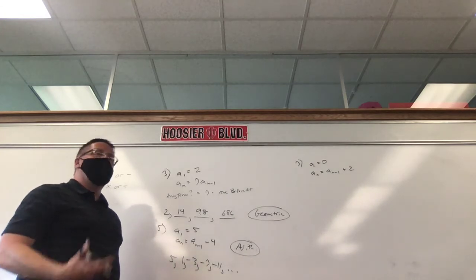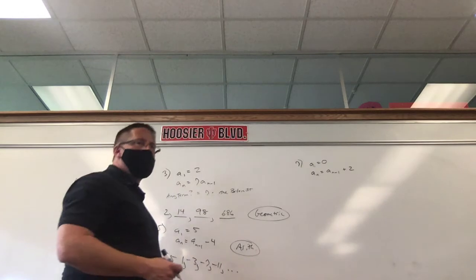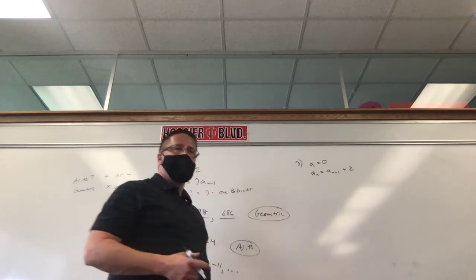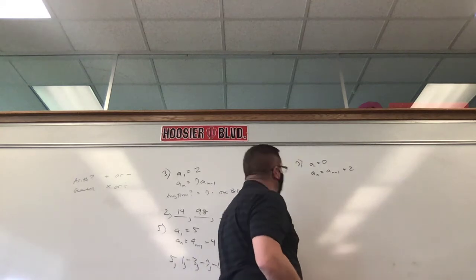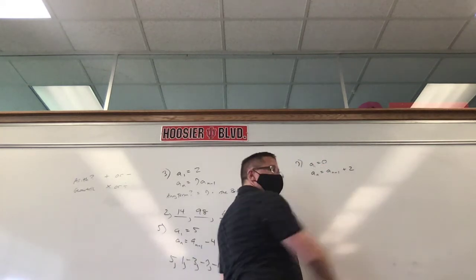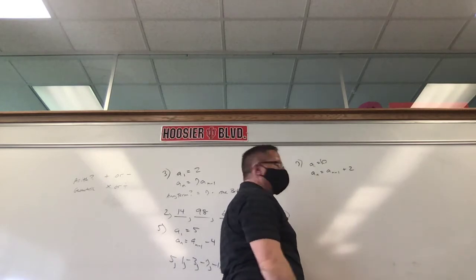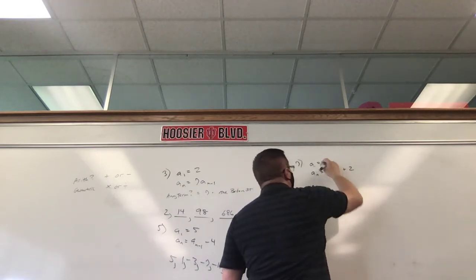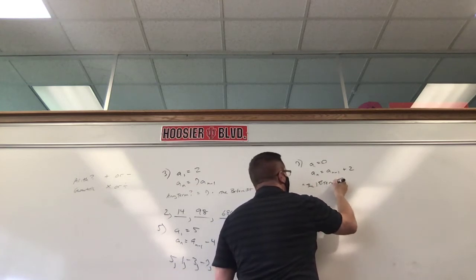What does it say in everyday language? What does a sub 1 equals 0 mean? What is a sub 1? The first term. The first term is what? Not 1. 0. The first term is 0. What if I said this? Now you'd say the first term is 10. Small number. Slow down. So in everyday language, it says the first term is 0.